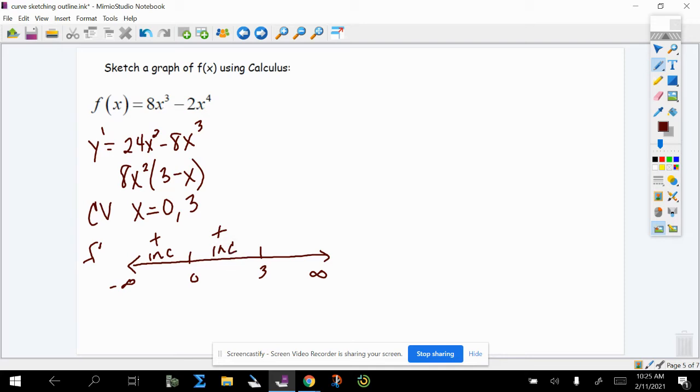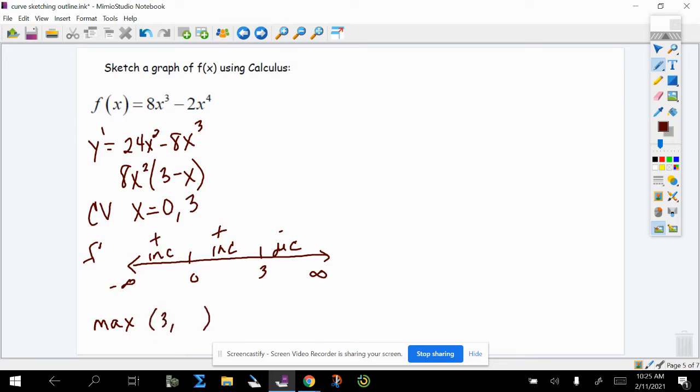And then from 3 to infinity, we put in like a 4, we get positive times a negative, so it switches to decreasing, which tells me that I have only one extrema. I only have a maximum. Because at 0, it didn't switch signs of the derivative. So I have my maximum at 3.